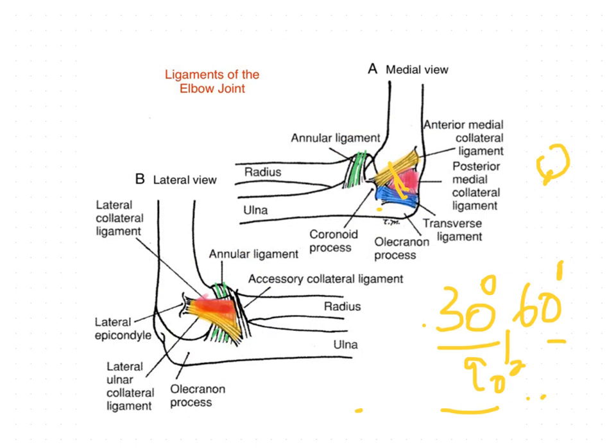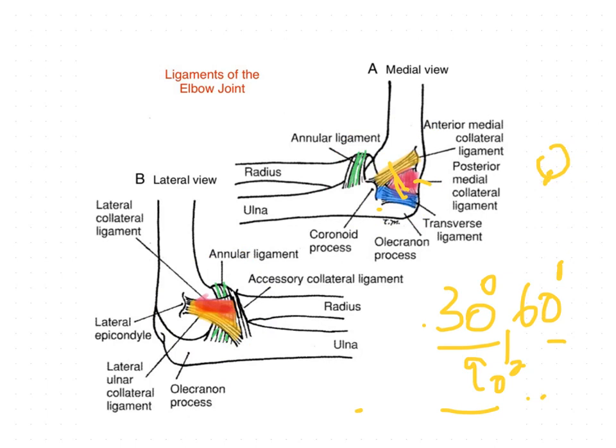Now coming to the posterior bundle of the medial collateral ligament. So this posterior medial collateral ligament does not have such a distinct function as that of the anterior bundle. And sometimes these fibers blend with the fibers from the medial portion of the joint capsule.